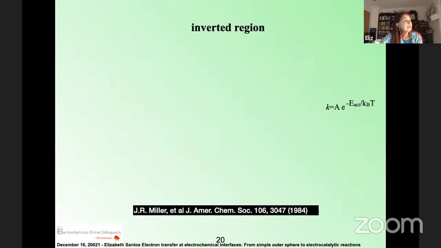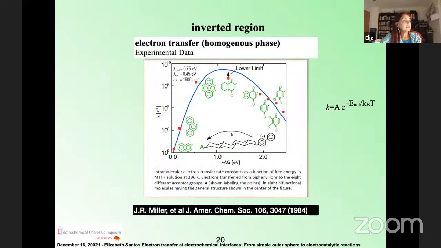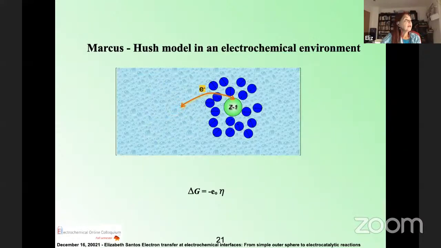And indeed, this has been observed experimentally in the case of homogeneous phases. This is for these intramolecular electron transfer reactions. This is one of the many examples that you can find in the literature, where the rate constant first increases and then decreases again because of this crossing of the parabolas.